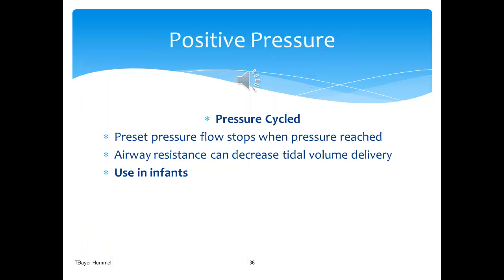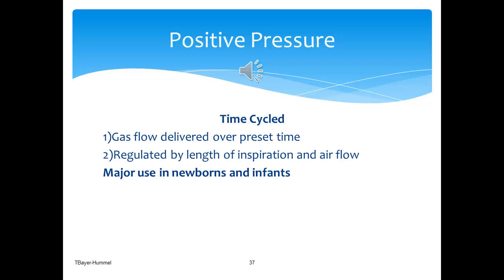Pressure cycled ventilation: preset pressure, flow stops when pressure is reached. Airway resistance can decrease tidal volume delivery. Mainly used in infants, but you might see it used in some adults, particularly in ARDS patients. Time-cycled ventilation: gas flow delivered over a preset time, regulated by length of inspiration and airflow. Major use in newborns and infants. We don't see it that much in the adult population.